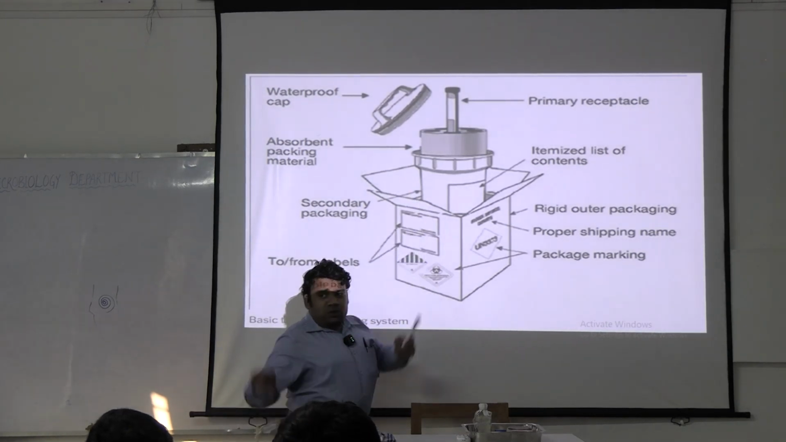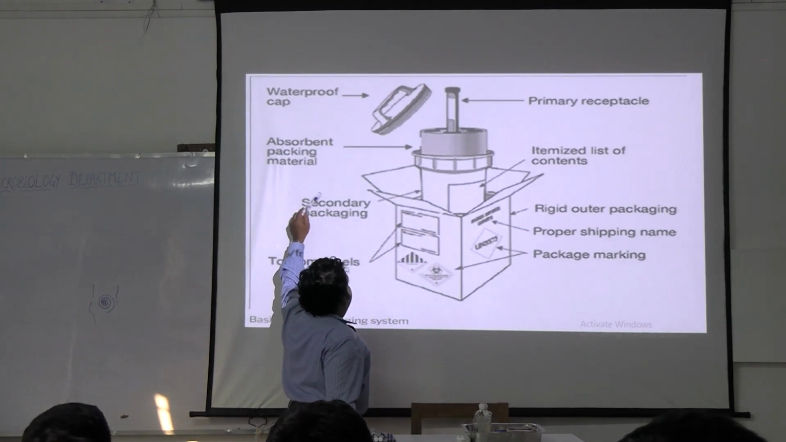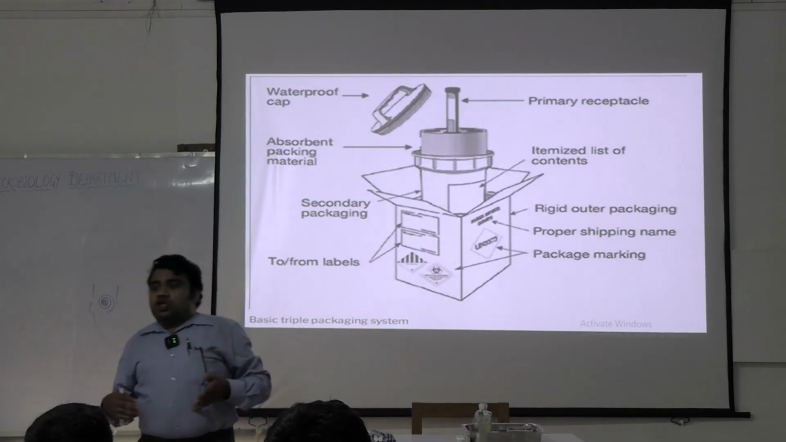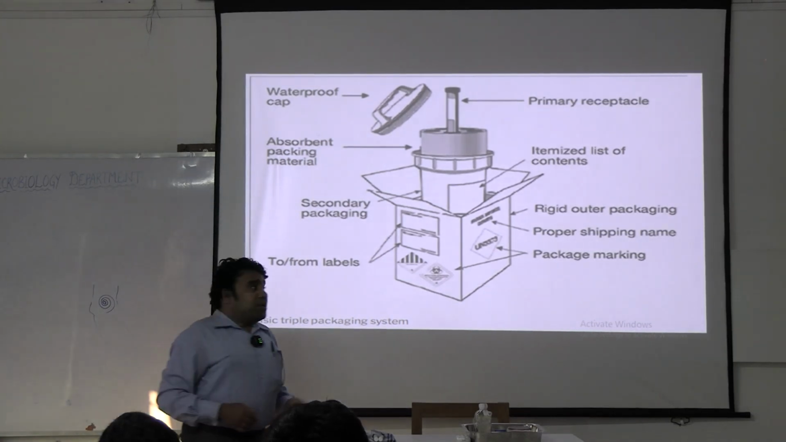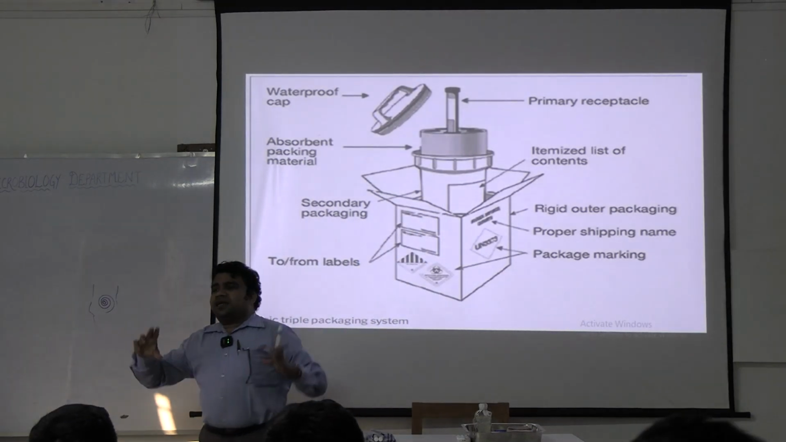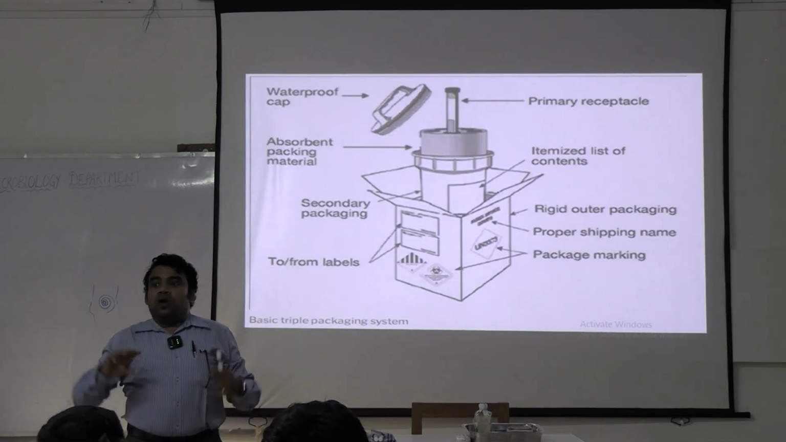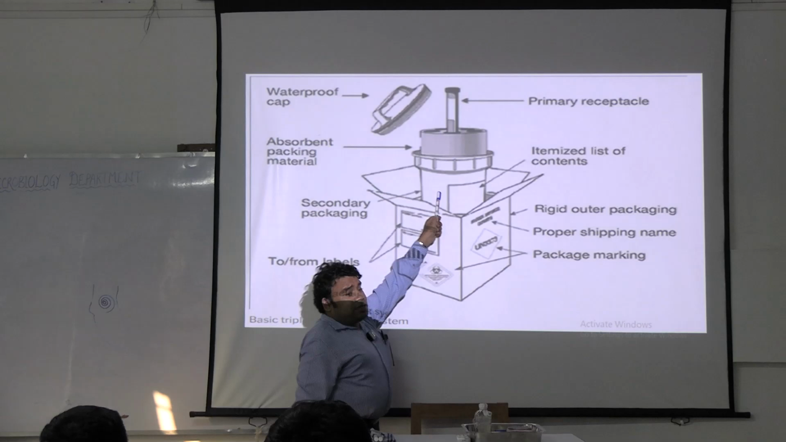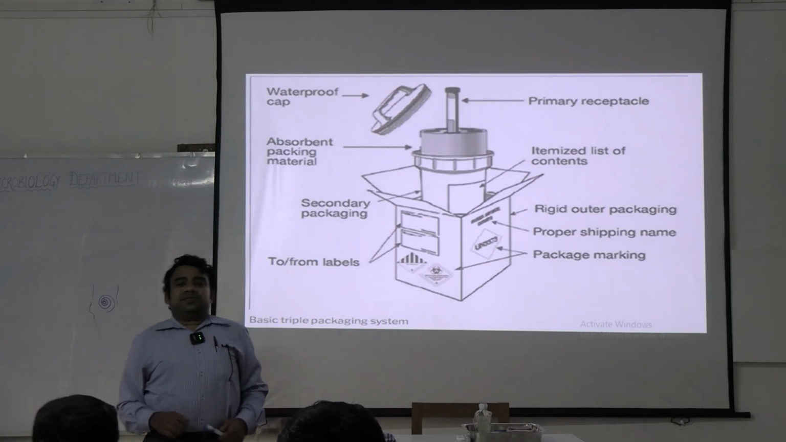There is a primary receptacle in which the sample is kept. Then it is kept in a secondary package, in which absorbing material is placed inside, so that if in any case the primary receptacle gets broken, the sample is absorbed by the absorbing material. Then on the body of the secondary package, you have to list what the primary receptacle contains, whose sample this is. Finally, you lock the secondary container and then send it in a tertiary container, which will actually be sent.